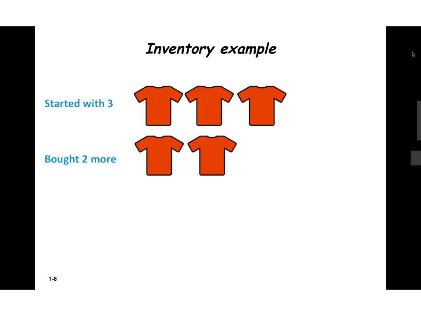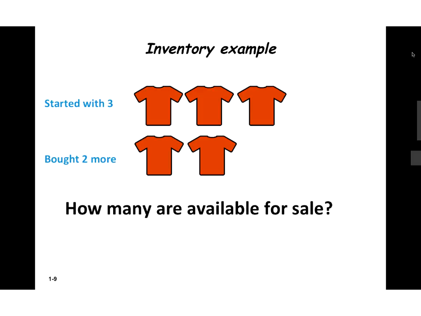So our inventory examples. Let's say we're selling t-shirts. So we started the period with 3. We started this year with 3. We bought 2 more. That's actually beginning inventory and purchases in accounting terminology. But how many are available for sale? Well, the available for sale are those 2 items added together.